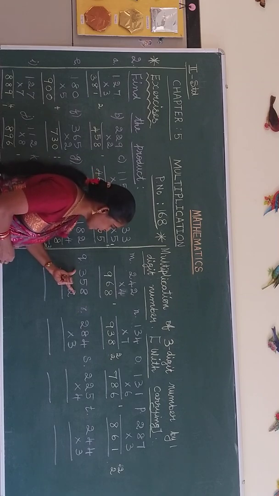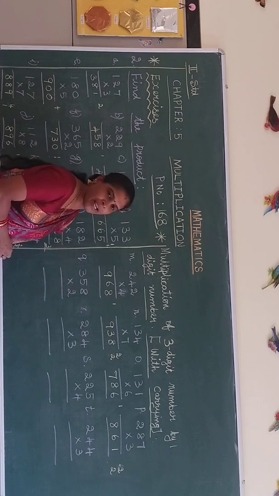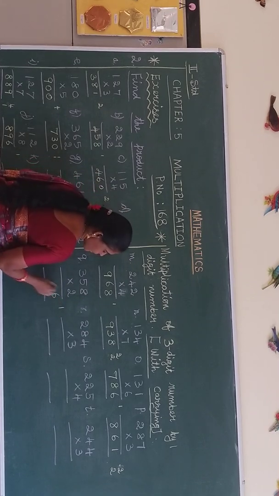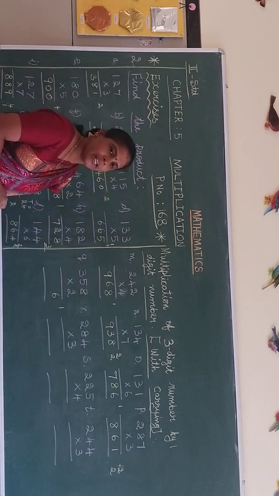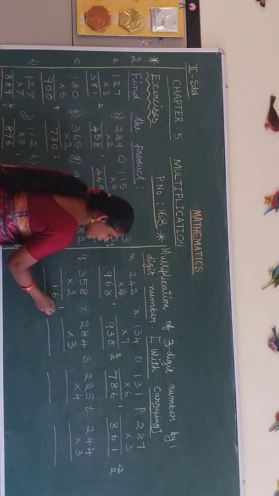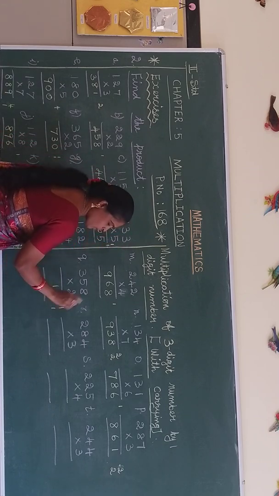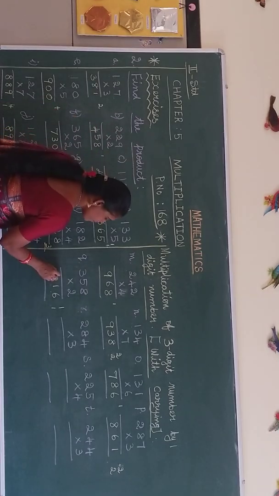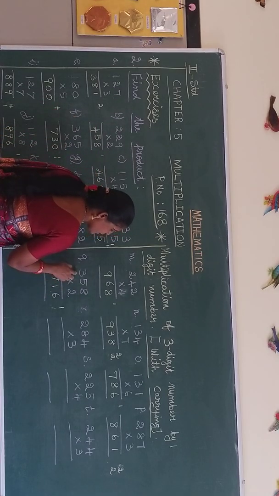Come to next sum. 358 multiplied by 2. 2 8s are 16. 6 in this place, 1 in the side. 2 5s are 10. 10 plus 1, 11. Again 1 in the tens place, 1 in the side. 2 3s are 6. 6 plus 1, 7.